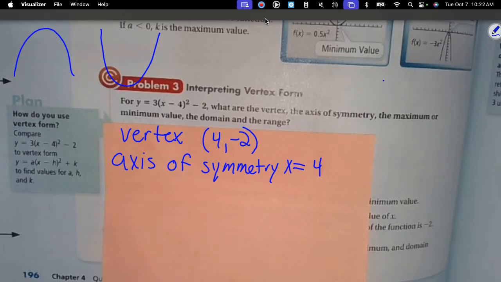What do we call this? A minimum. You get to the lowest point. Minimum, Kenan, is when you can get to the lowest point. Maximum is when you can get to the highest point. Now, how do you know?